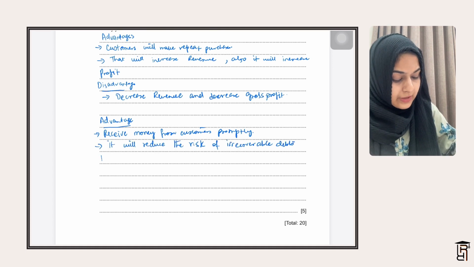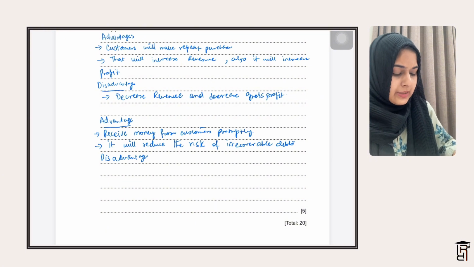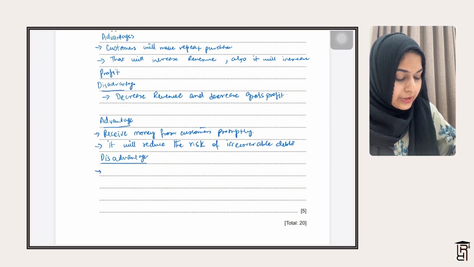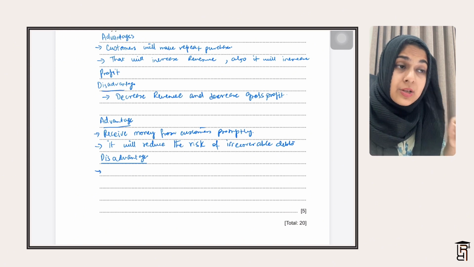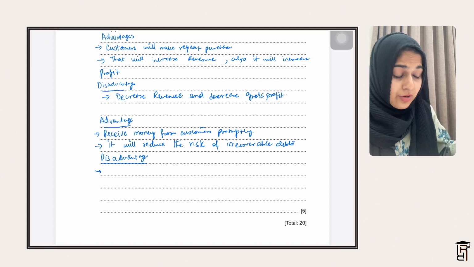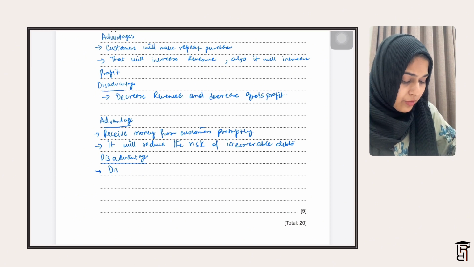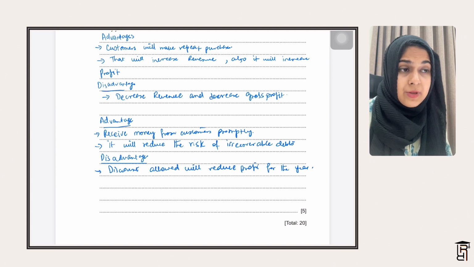A disadvantage of this proposal would be that it'll basically reduce your profit for the year, because discount allowed, cash discount allowed, is recorded in the expenses. So discount allowed will reduce profit for the year. Also, 3% may be a very low discount.